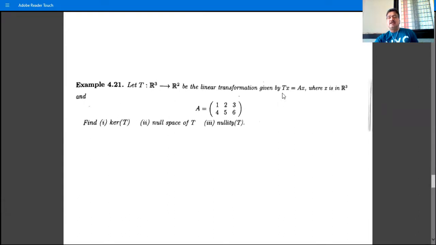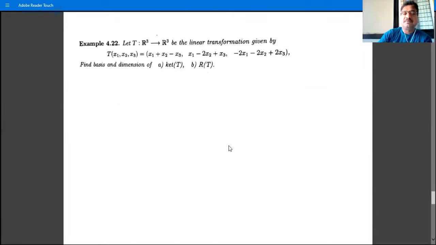Similarly, this is a linear transformation where A is given directly. The standard matrix is given, and we have to find the kernel of T, the null space of T, the nullity of T, and the rank of T. So find the kernel of T as the null space of the matrix A. Find the kernel of T and the range of T, here the range of T, not the null space of T.